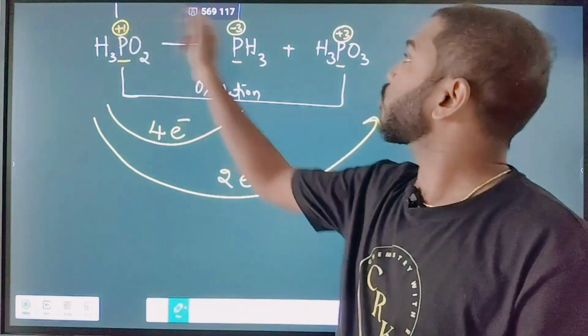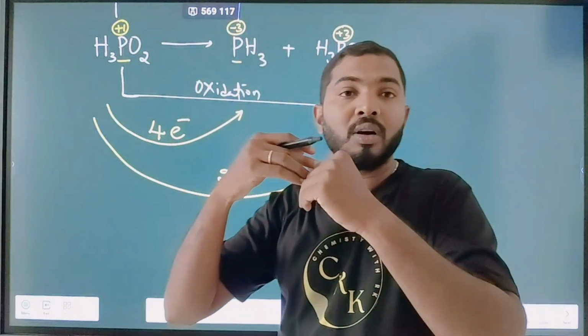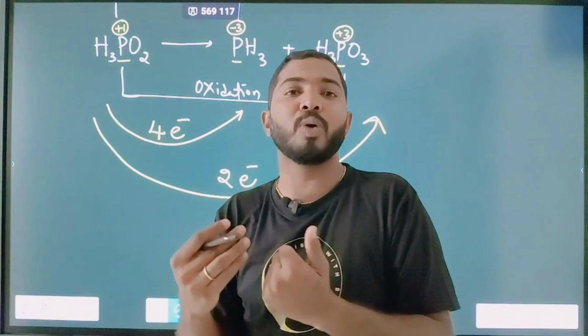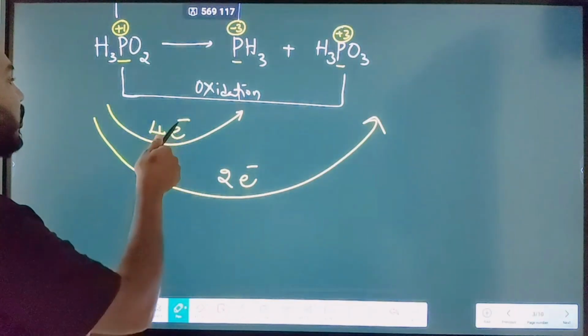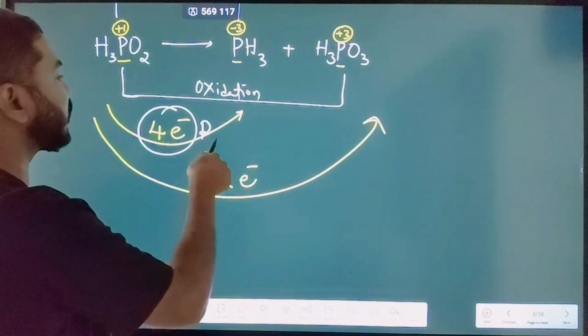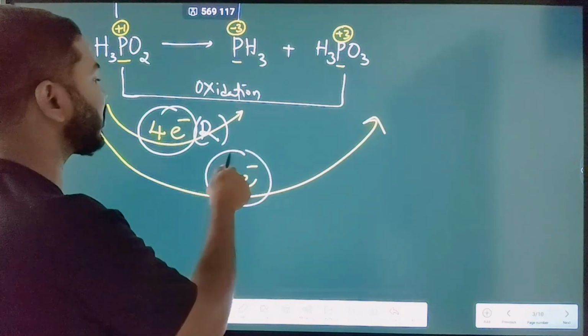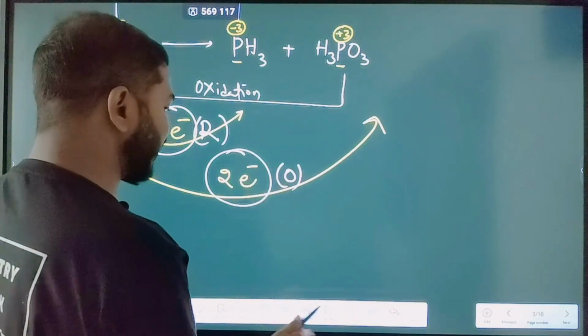And then similarly from plus 1 to plus 3, if it loses 2 electrons, then it is going to get plus 1 to plus 3, right? So these are the number of electrons involved in reduction, and then these are the number of electrons involved in oxidation.